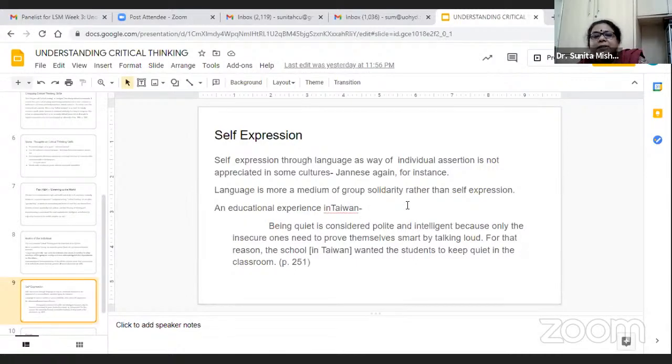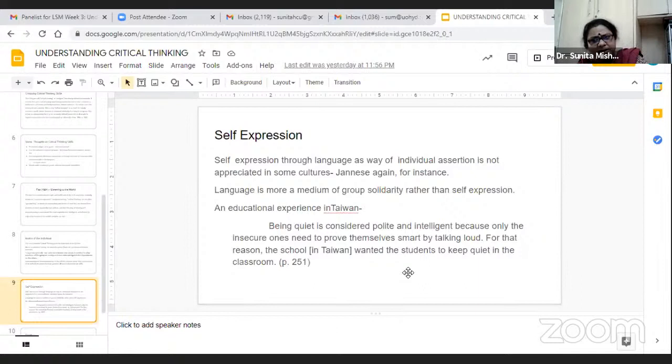And look at what happens in Taiwan. Being quiet is considered polite and intelligent. Polite we can understand, but it is considered intelligent because in Taiwan, it is believed that only the insecure need to prove themselves by talking aloud. For that reason, in the schools, students are taught to keep quiet in the classroom. The society teaches that you need not talk unless you have to. So what do you do in a society like this?